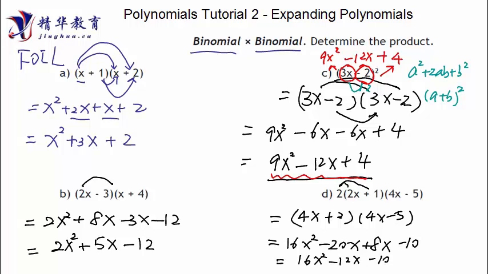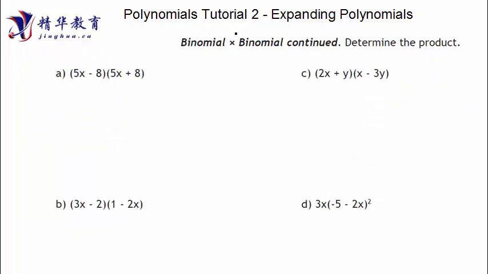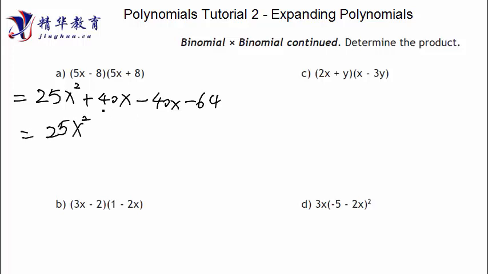Finished. Okay, next page. Again, binomial times binomial. Here, this one, so we can do the long way again. So 5x times 5x is 25x squared. 5x times 8 will be 40x. Negative 8 times 5x equal to minus 40x. And then negative 8 times positive 8 is negative 64. So equal to 25x squared, these things are cancelled, so it'll be minus 64. Okay, so done.